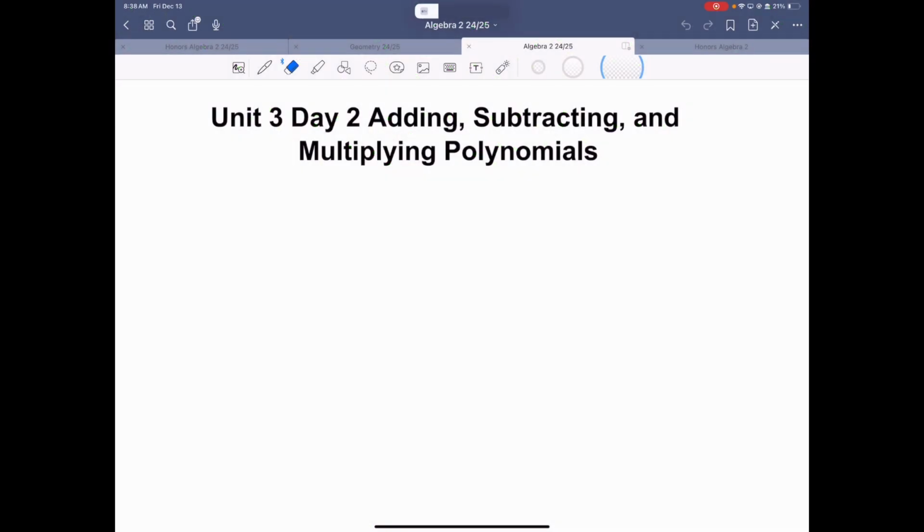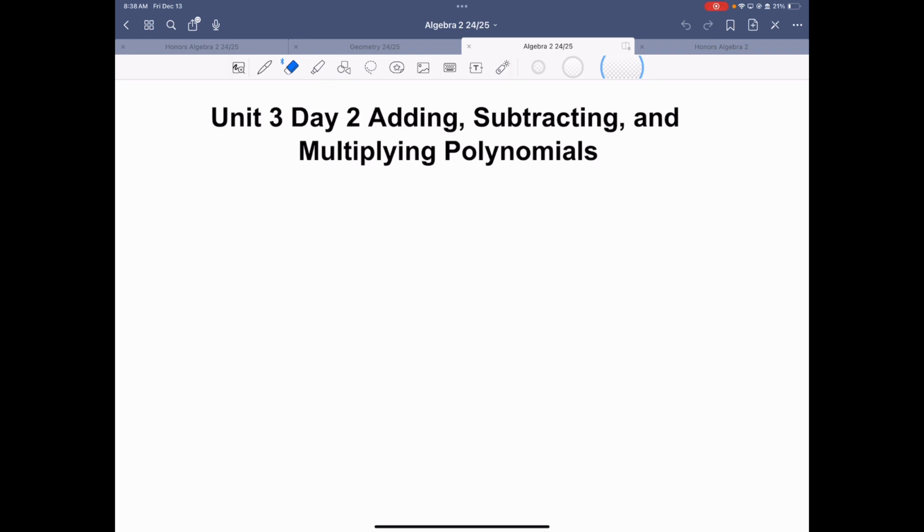So we're on Unit 3, Day 2. Unit 3 is polynomials. Yesterday we worked with naming them, putting them in standard form, doing all those different types of things. Today we're going to add, subtract, and multiply polynomials. We'll do dividing on Monday.